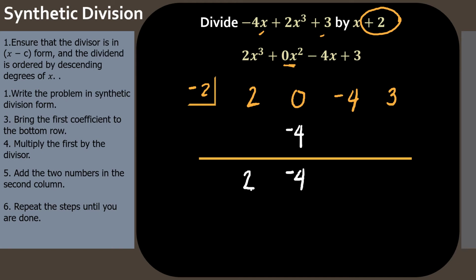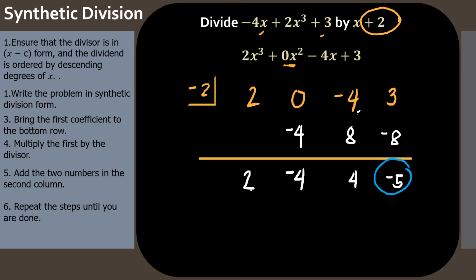Negative 4 times negative 2 is equal to positive 8, and negative 4 plus positive 8 is equal to positive 4. Positive 4 times negative 2 ay equal pa rin sa negative 8, and positive 3 plus negative 8 is equal to negative 5. So, ang naiwan sa dulo ay ang ating remainder.